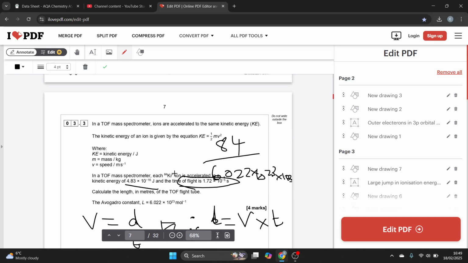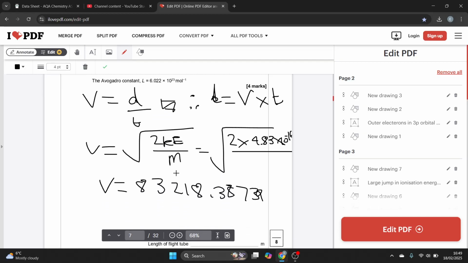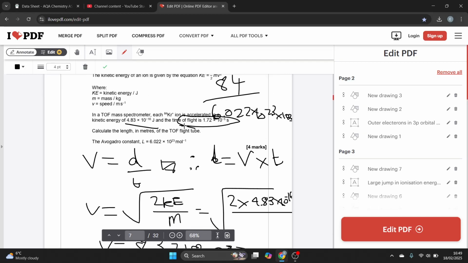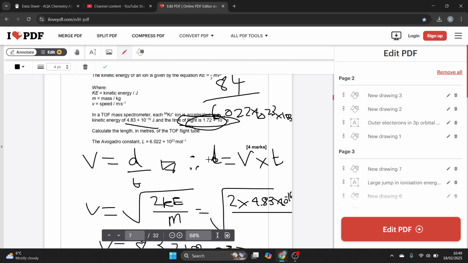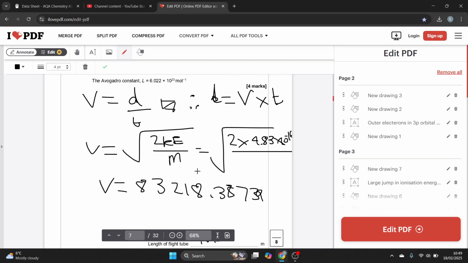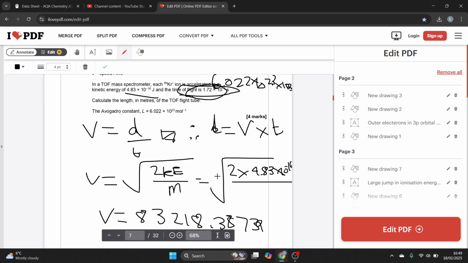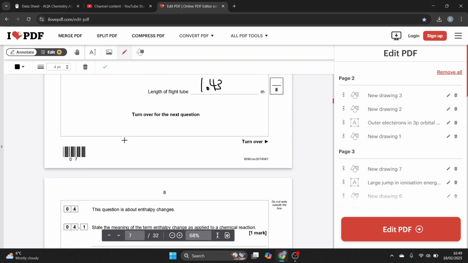83,218.38739. I want the length of the flight tube, the distance, so it's that times the time, which is 1.72 times 10 to the power minus 5, and then I get 1.43 meters. Perfect. Find the mass of the ion, rearrange to find the velocity. Once you've got the velocity, distance is velocity times time, because velocity is distance divided by time. You've already got the time, and you get your final answer.